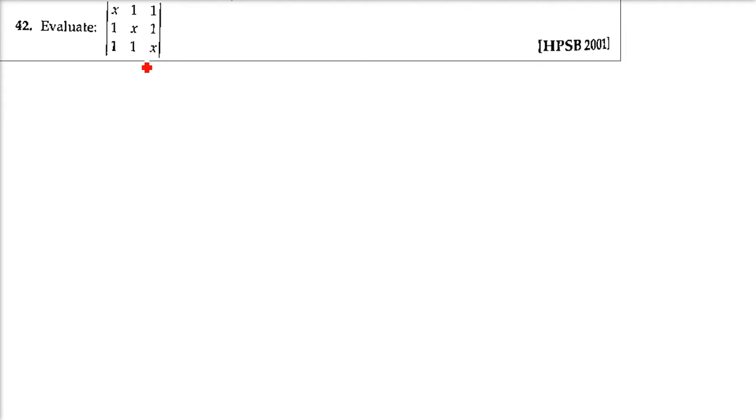Now this question we have already seen. These questions are alike. You just have to apply one common thing in all of these. Row 1 should be changed to row 1 plus row 2 plus row 3. Just add all the rows. So the first row will have all the values which are similar: x plus 1 is 2, here also x plus 2, here also x plus 2.